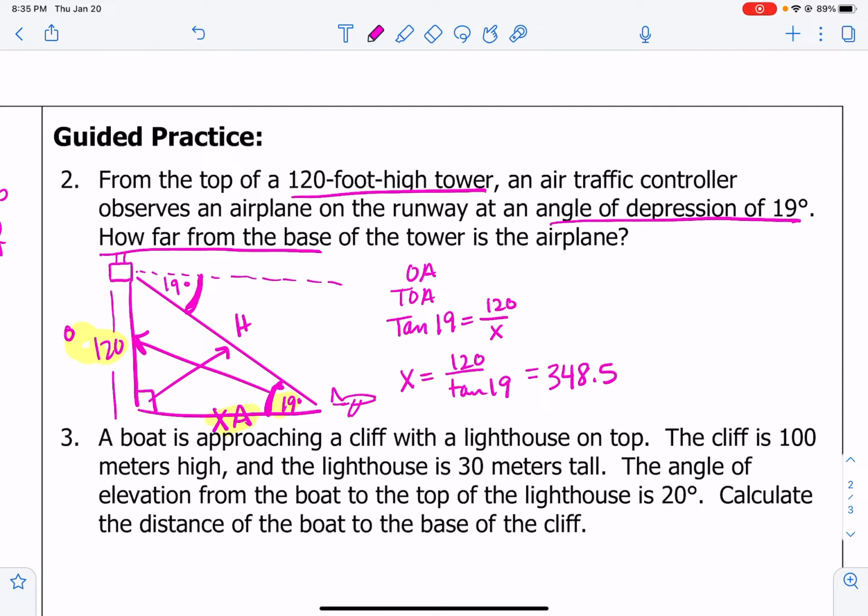Now, 348.5, what does that mean? So remember, we're going to turn this question into a sentence. The plane is 348.5. Everything was measured in feet. So feet from the tower.